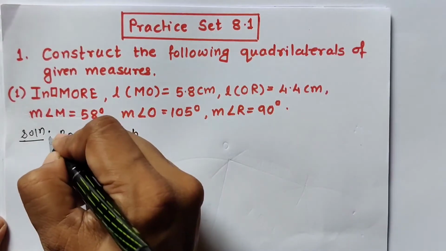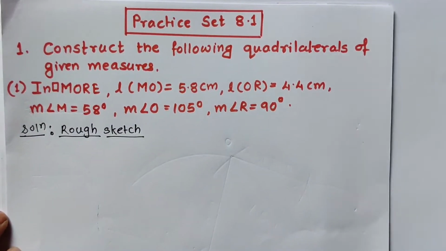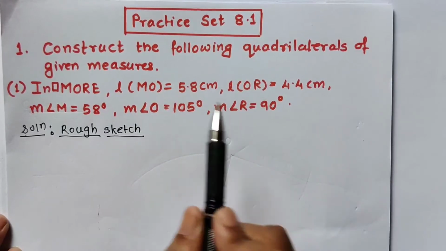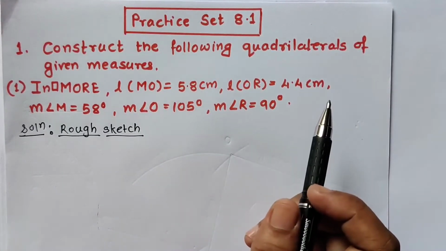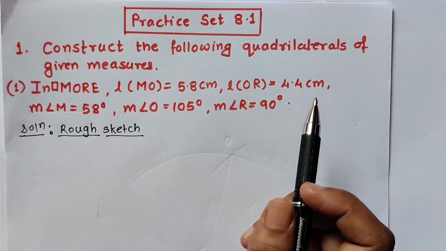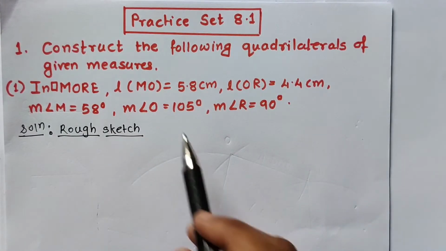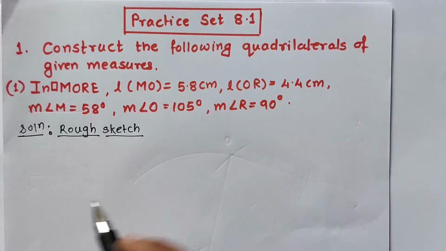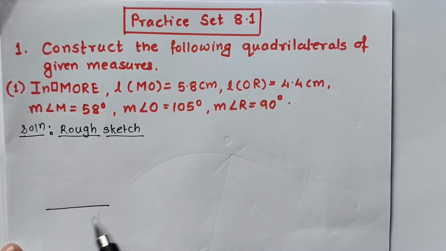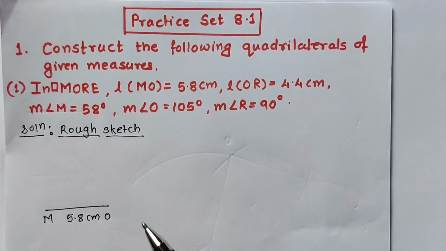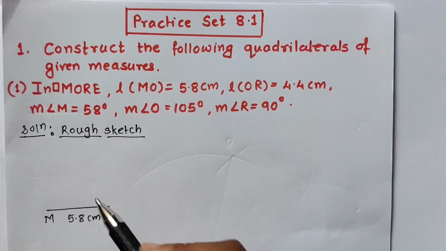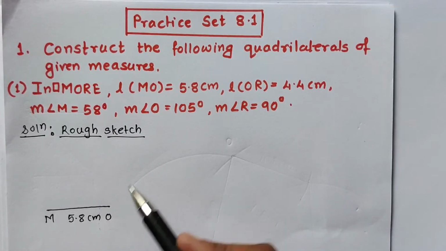So let us draw a rough sketch. Using just my hand and pen, I will not use any geometrical instrument for drawing the rough sketch. MO is 5.8, so I am drawing MO 5.8. We don't require any exact measurement for a rough sketch. It should not be exact. We can take anything. So MO 5.8.